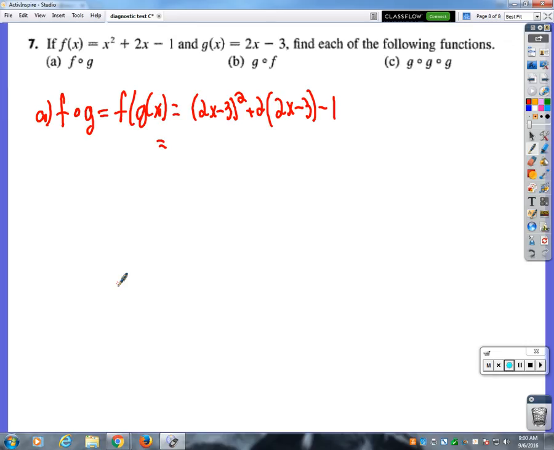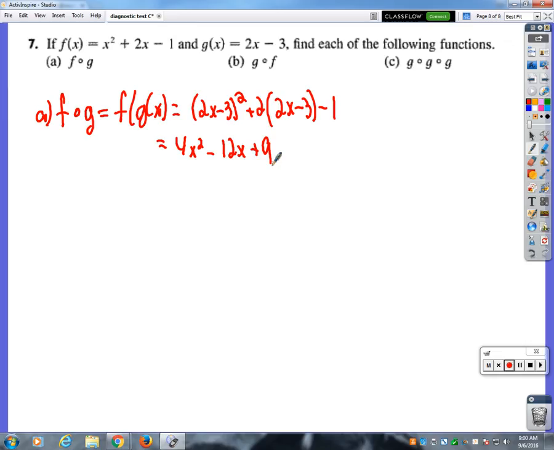2x squared, 4x squared. Because you have to take the first term and square it, so that's going to be 4x squared. Minus 12x, multiply these together and then double it, because there's going to be 2 of them, one for the outside, one for the inside, so minus 12x, and then plus 9.